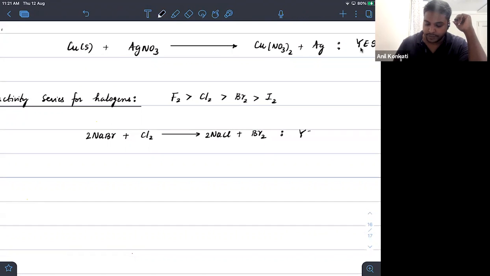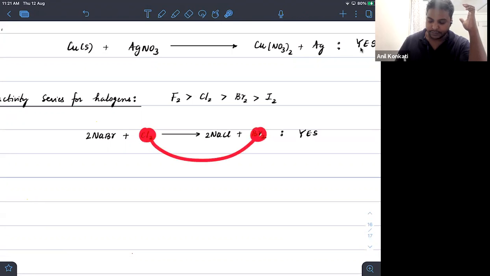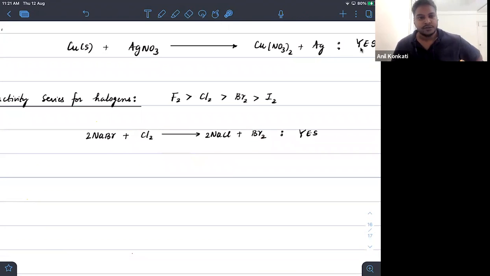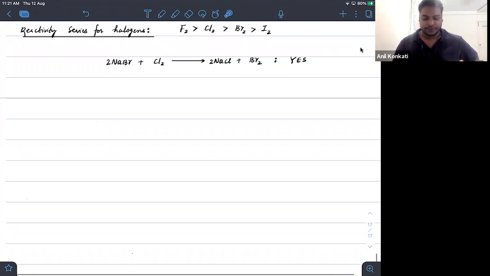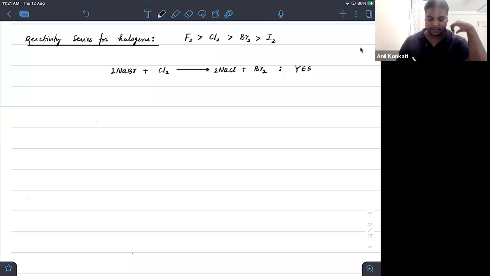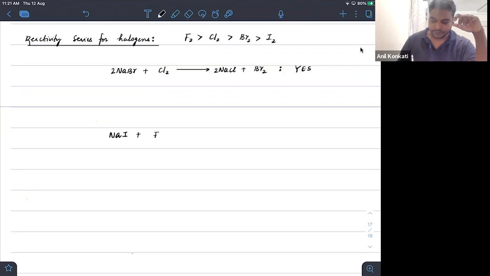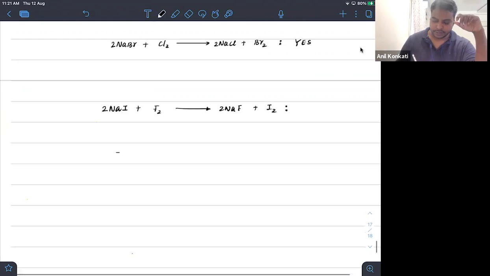Okay. The reason for being yes is you can see Cl2 is more reactive compared to that of Br2. Cl2 is more reactive than Br2. So you can see this reaction is yes, correct. So like this, you have to figure out for other cases also, which I write right now. Okay. So suppose if at all I have NaI plus F2, can it form 2NaF plus I2? Is it yes or no? You have to tell me.